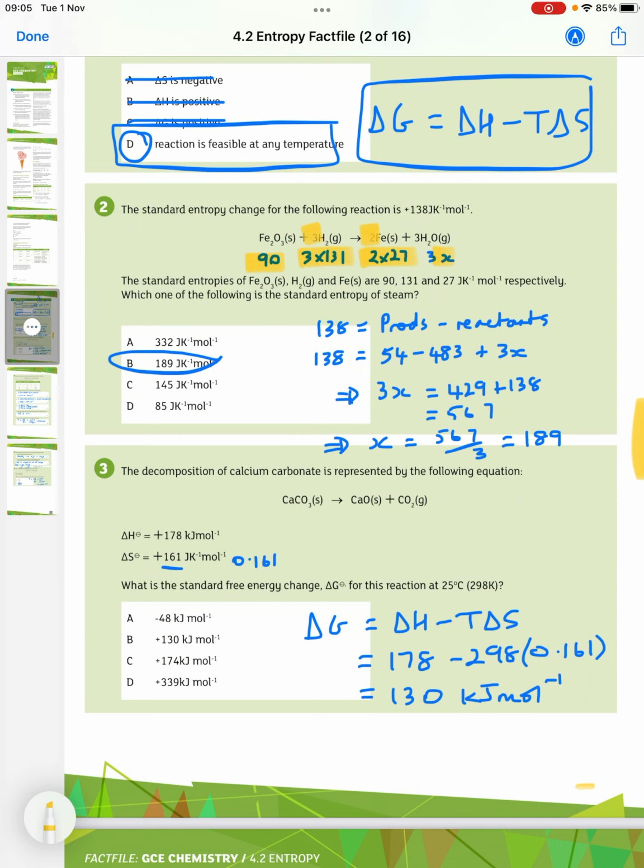We put in then to the equation: the entropy change is the total of the products minus the total of the reactants. So 138 is the entropy change, and then the product would be plus 54, and then the total of the reactants minus 438, and we have the 3X then from the water. So 3X is 567, so we divide 567 by 3, you get 189, which is B.